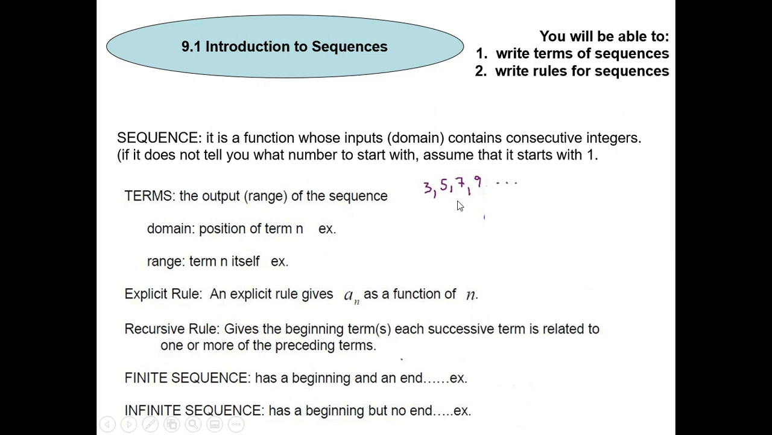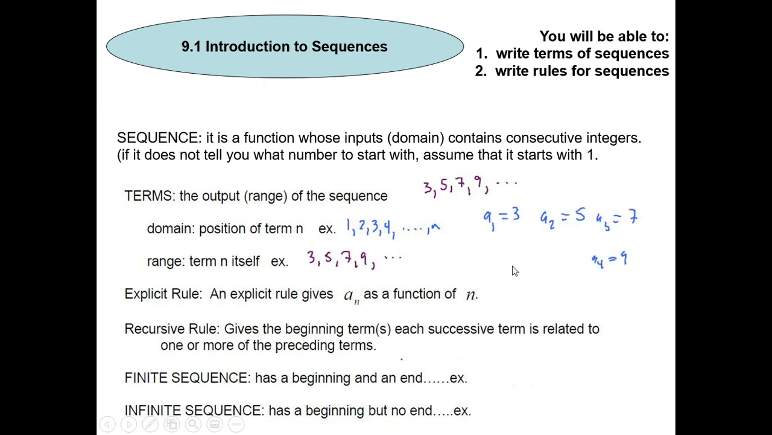So for the terms, we could have an example of terms of an output, which is the range of the sequence. We could have something like this: 3, 5, 7, 9. That would be considered what we call an arithmetic sequence because it differs by 2 every time. Now let's take a look at the domain of this. Again, the first, second, third, fourth, all the way up to the nth element. And the range, in this case, would be 3, 5, 7, 9.